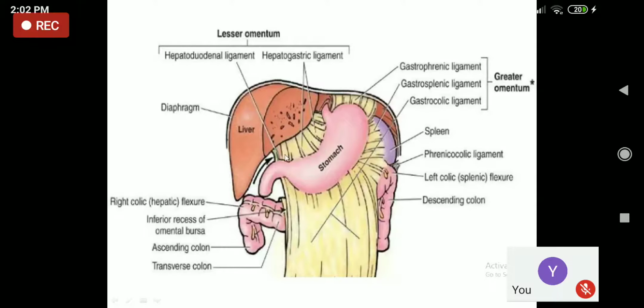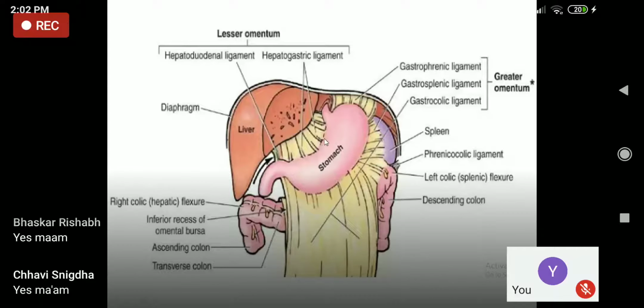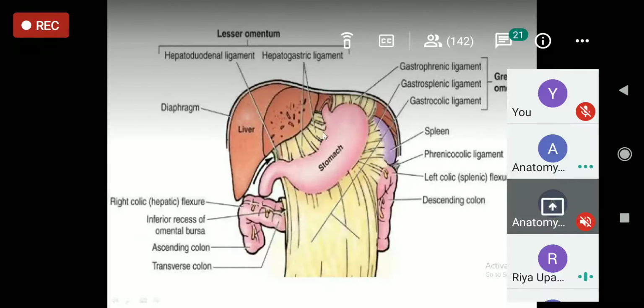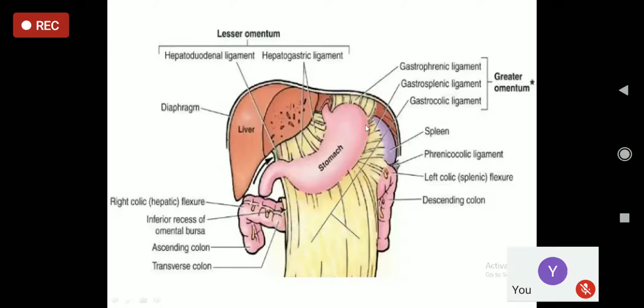Okay. So here, this diagram shows, where I'm pointing, which curvature is this? Lesser curvature. The lesser curvature extends from the cardiac orifice to the pyloric orifice, and the greater curvature extends from the cardiac orifice along the fundus of the stomach, the highest point of the stomach, up to the pyloric orifice. So this is the greater curvature, which is 5 times longer than the lesser curvature.